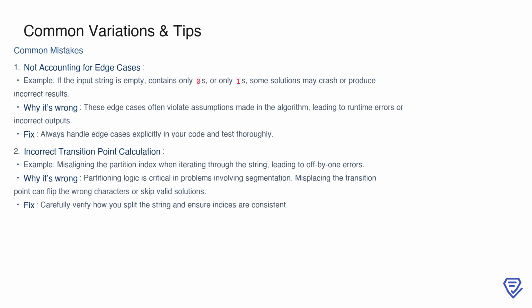Another common mistake is miscalculating the transition point. For instance, you might misalign the partition index while iterating through the string, which can lead to off-by-one errors. Since partitioning logic is critical in problems like this, even a small mistake in identifying the transition point can result in flipping the wrong characters or skipping valid solutions. The fix here is to carefully verify how you're splitting the string and ensure your indices are consistent and accurate.